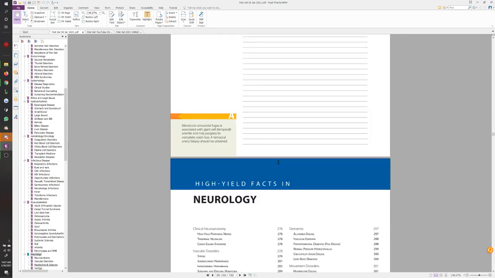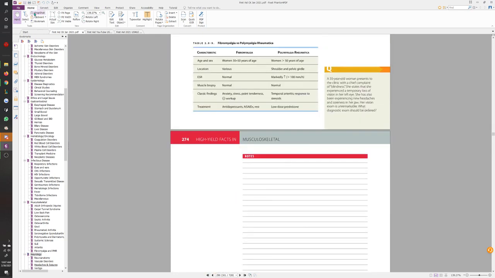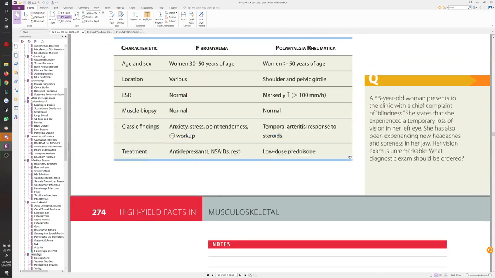Before we go into that, though, I wanted to look at one last thing that I saw over here yesterday. There was this question in the book itself. I don't always do the questions in the book because they're very much like NBME, almost. They're very unreal. So this one says: a 55-year-old woman presents to the clinic with a chief complaint of blindness. She states that she experienced a temporary loss of vision in her left eye. She has also been experiencing new headaches and soreness in her jaw. Her vision exam is unremarkable, so she can see today. What diagnostic exam should be ordered?